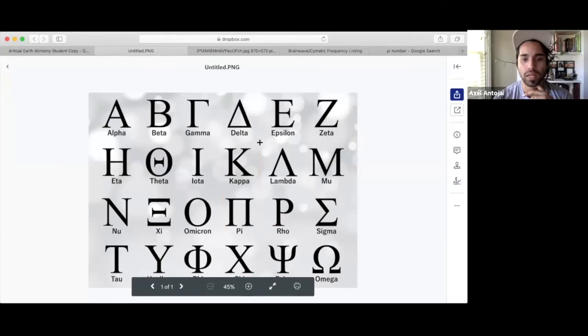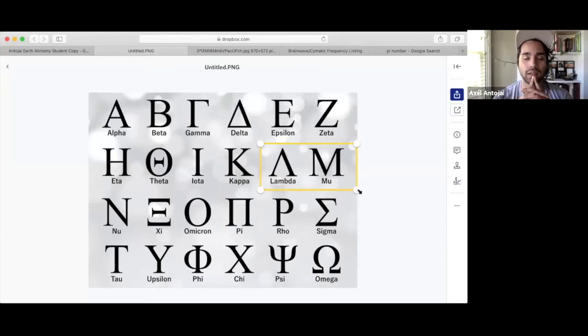We're going to go ahead and turn on lambda, sorry. And then once you have that on, mu.